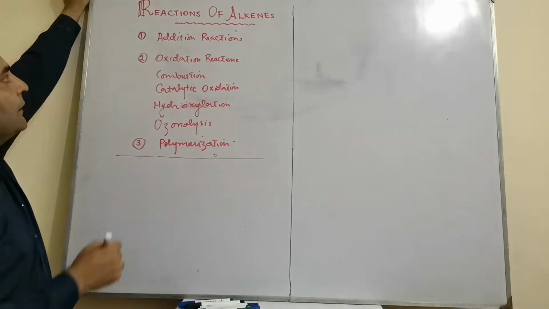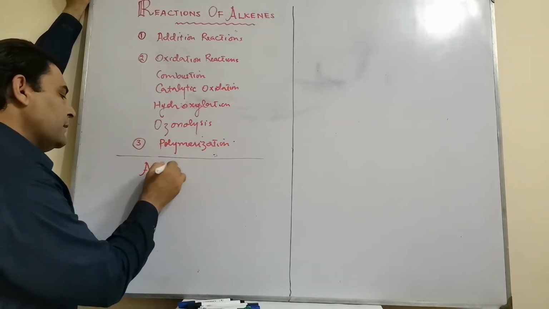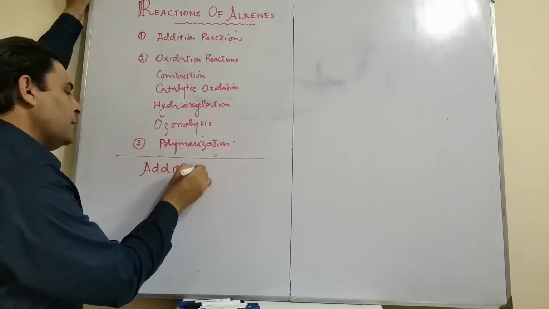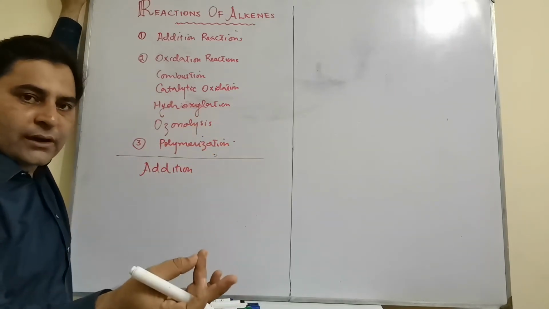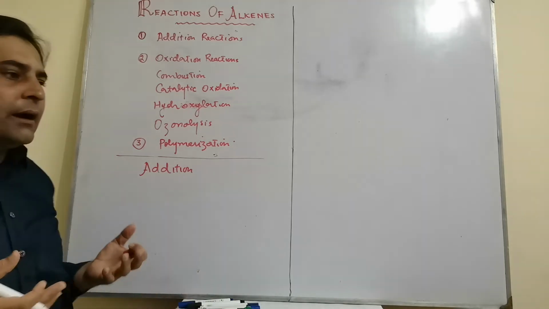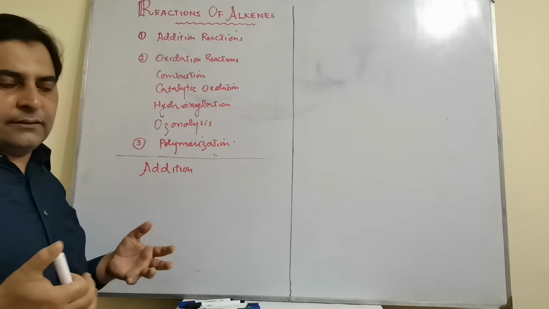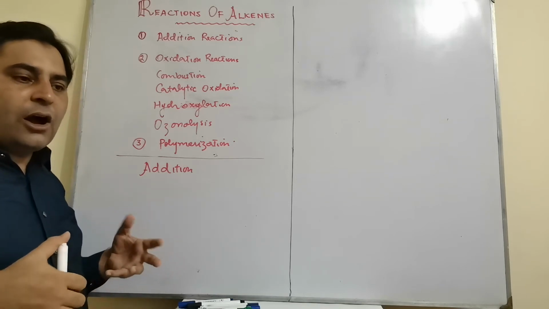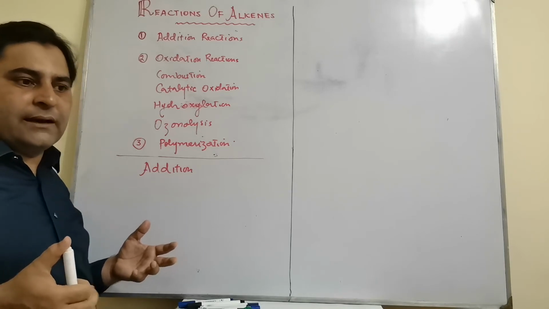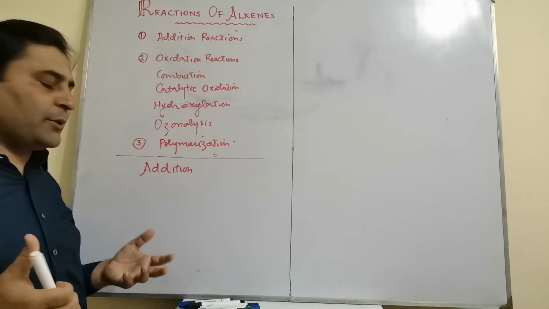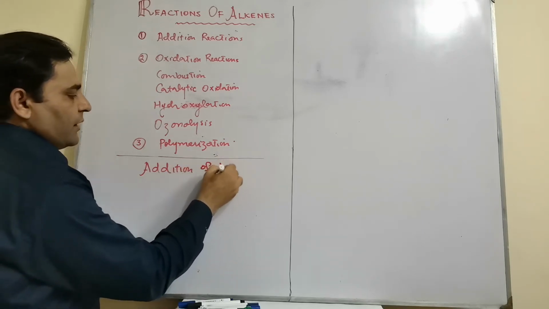First of all, we will discuss addition of hydrogen. There are so many additions. You can add hydrogen, you can add halogen, you can add halogen acid, you can add hypohalous acid, even you can add sulfuric acid, and you can add oxygen in presence of catalysts like silver oxide at high temperature. You get epoxides.